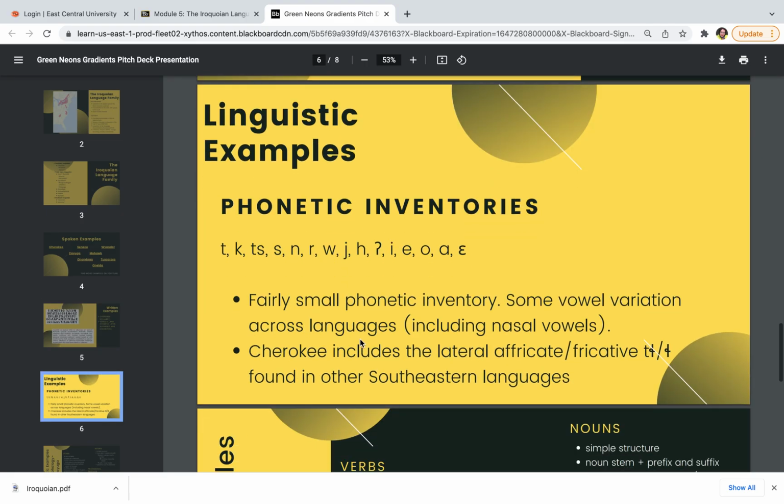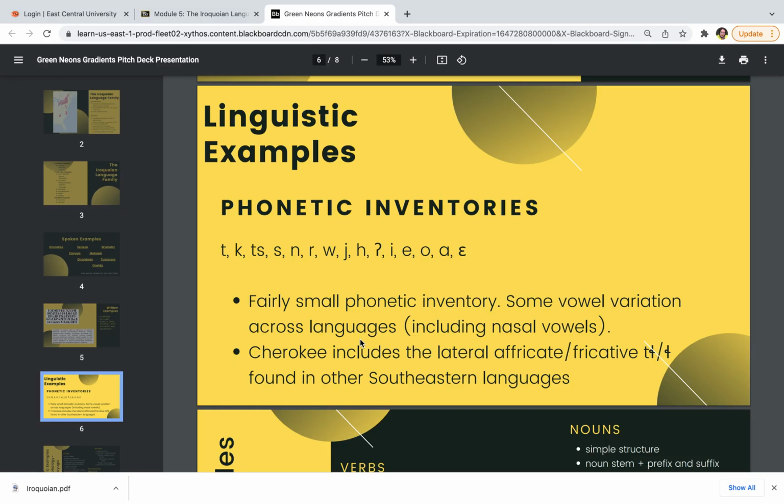So here are some linguistic examples of the Iroquoian languages. The phonetic inventories, so these are the sounds. Iroquoian languages have a fairly small phonetic inventory. They don't have as many sounds as other languages. And there is some vowel variation across the languages. So this means that you can have long vowels and short vowels. This means you can have nasal vowels.